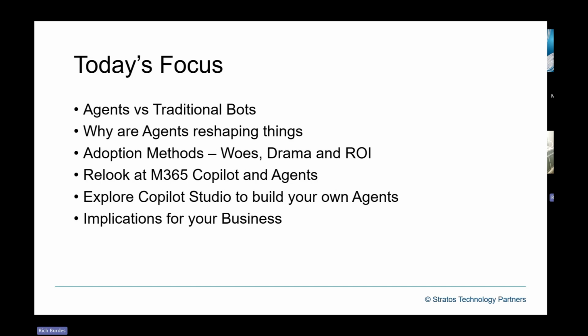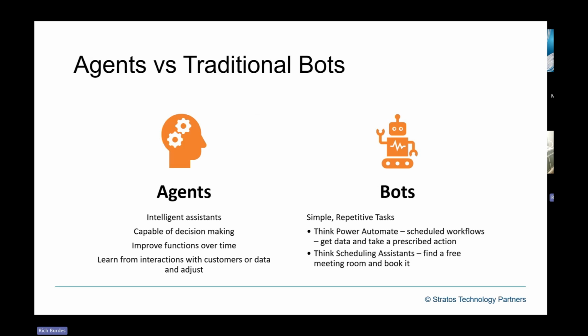Feel free to save any other questions and put them in chat. We'll kick off first of all with what is the difference between an agent and a traditional bot? So in my world, an agent, which is the new flavor and very exciting and the key word across everything, is basically an intelligent assistant, something that can make decisions, right? As opposed to a traditional bot, if you thought about Power Automate as a bot, it would run on a scheduled workflow, go and get something, and take an action that you'd already prescribed it to do. So send me reminders of this, or a scheduling assistant in Outlook: find me a free meeting room, and then book it.